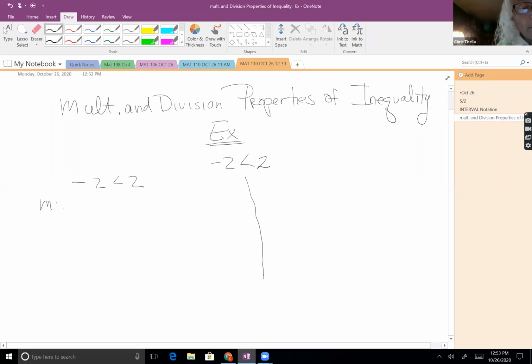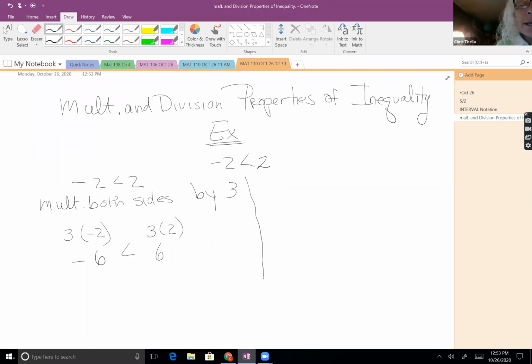What happens if I multiply both sides by 3? On the left, I'd have 3 times -2. On the right, I'd have 3 times 2. 3 times -2 is -6. 3 times 2 is 6. And is everybody okay? -6 is less than 6. Negatives are smaller than positives.